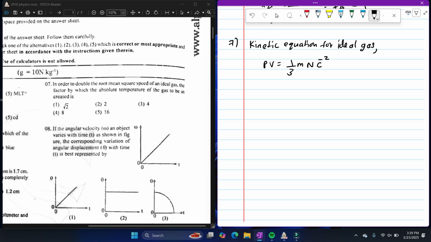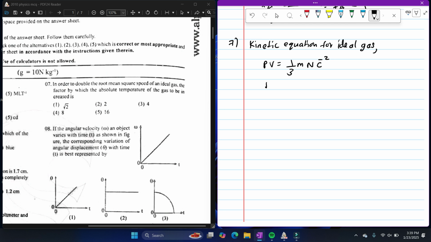Here P and V are pressure and volume of the gas, and M is the mass of one molecule of gas, and N is the number of gas molecules, and C is the speed of the ideal gas. So C bar squared is the mean square speed, and root mean square speed is just C bar.